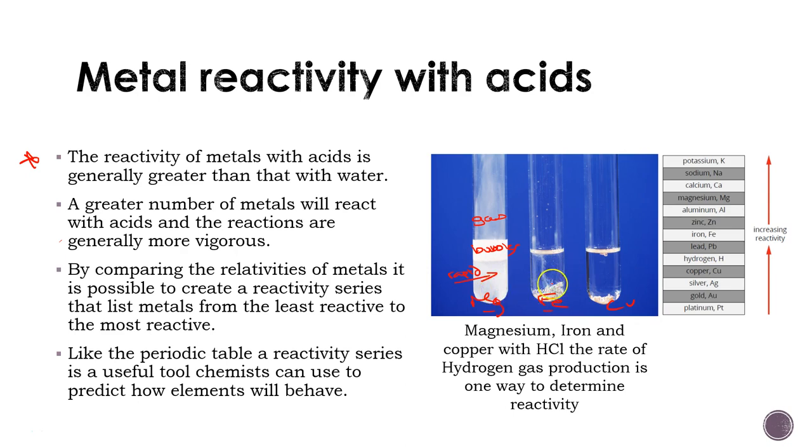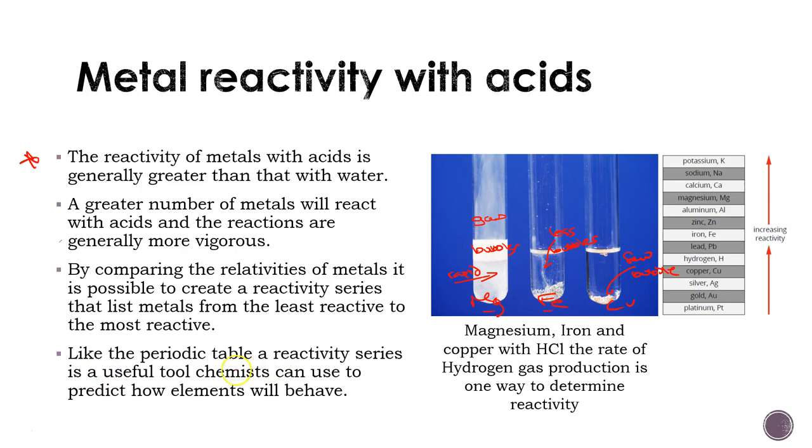With the iron, the rate of this reaction is obviously lower. We have fewer bubbles being formed. We would expect that this test tube is probably not getting as hot as this one either. And in the copper, we can see there are only a few bubbles. So the more reactive the metal, the more vigorous or faster this reaction will occur.